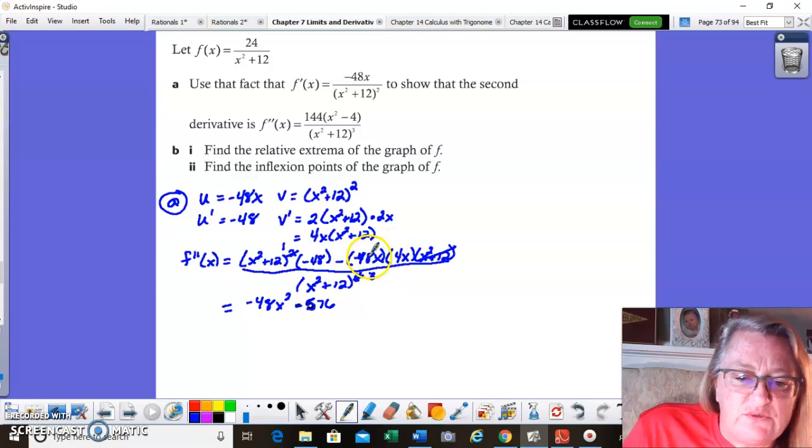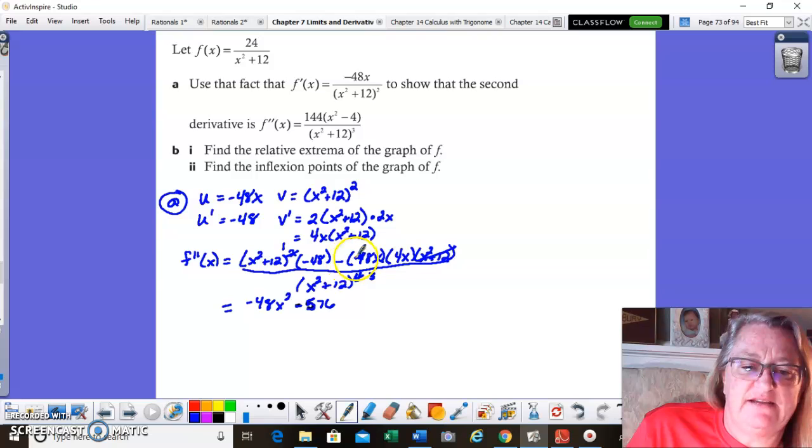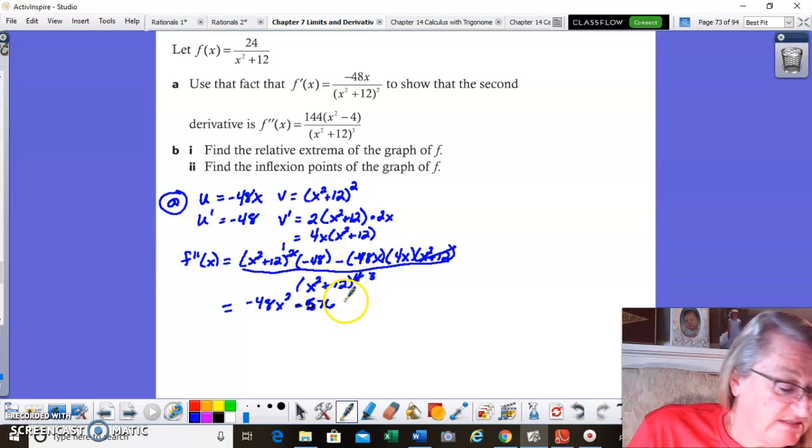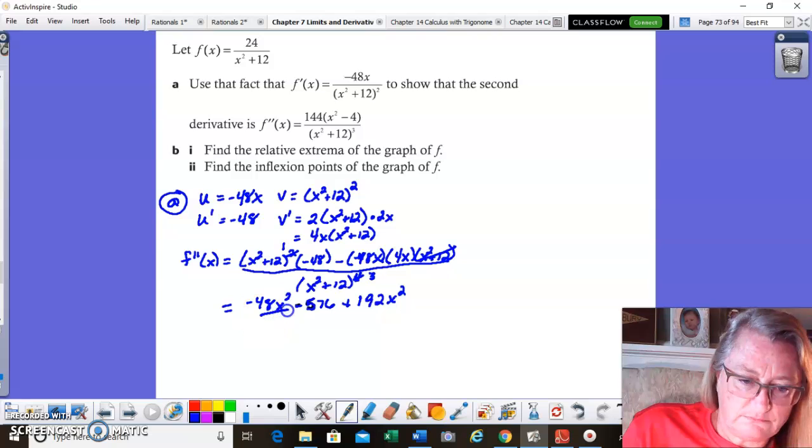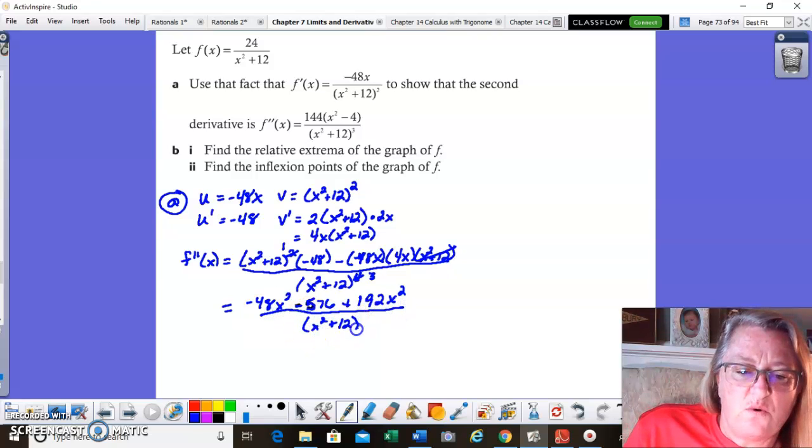So really all I have to do is multiply my 48 times my 4 and x times x, and realize that I have two negatives, so that turns it into a plus sign there. And 48 times 4 is 192, and 192x squared. And that's all over x squared plus 12 quantity cubed.